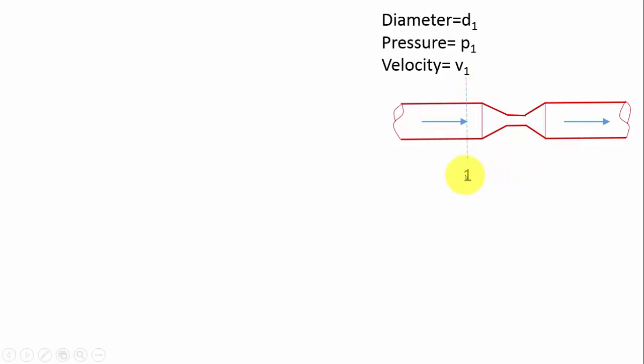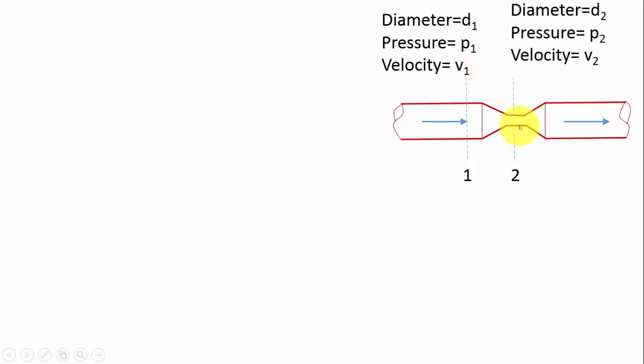This cross section is named as 1 and the diameter, pressure and velocity here are D1, P1, V1 respectively. Similarly, let us consider a cross section at the throat that is named as 2. So the diameter, pressure and velocity of that particular point is D2, P2 and V2. Now let us apply the Bernoulli's equation for these two cross sections.